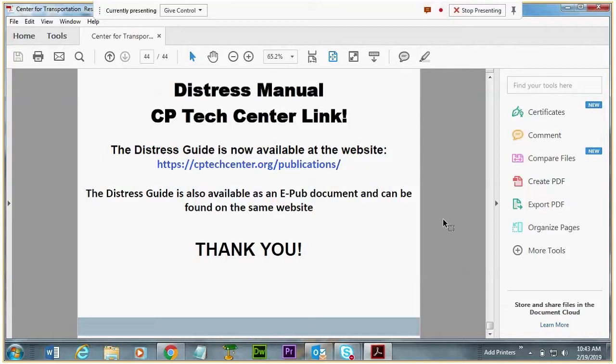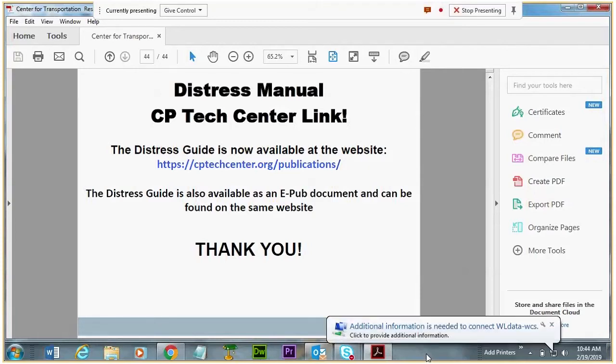I would tell you that you will have to have an app to open the EPUB document on your phone. I've got it on my phone. It works great. I've got it on my computer. It works great. I personally prefer the book, but that's because of my age. If there's any questions, then Robert, I'm more than willing to answer them. And thank you for the opportunity to give you this overview of the distress guide.